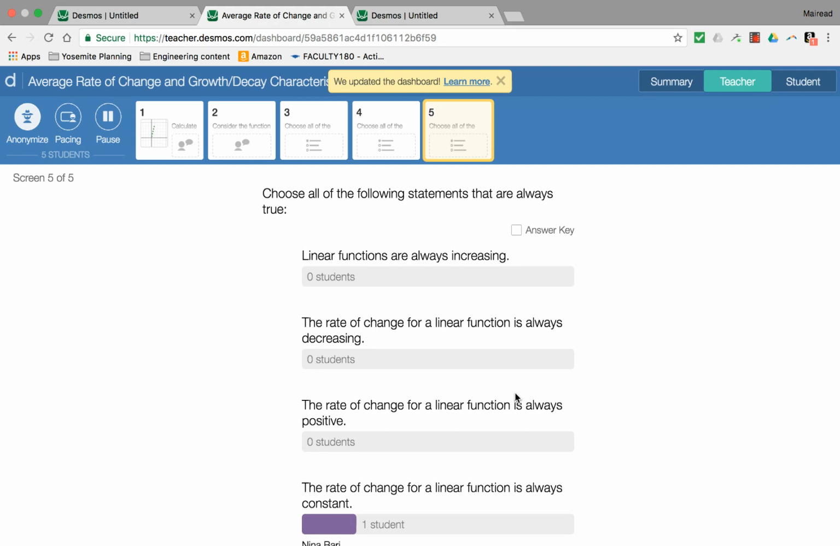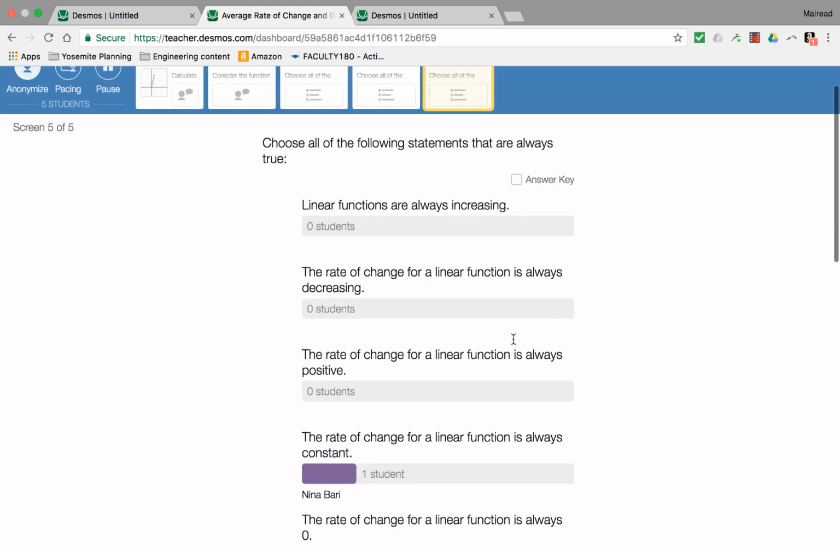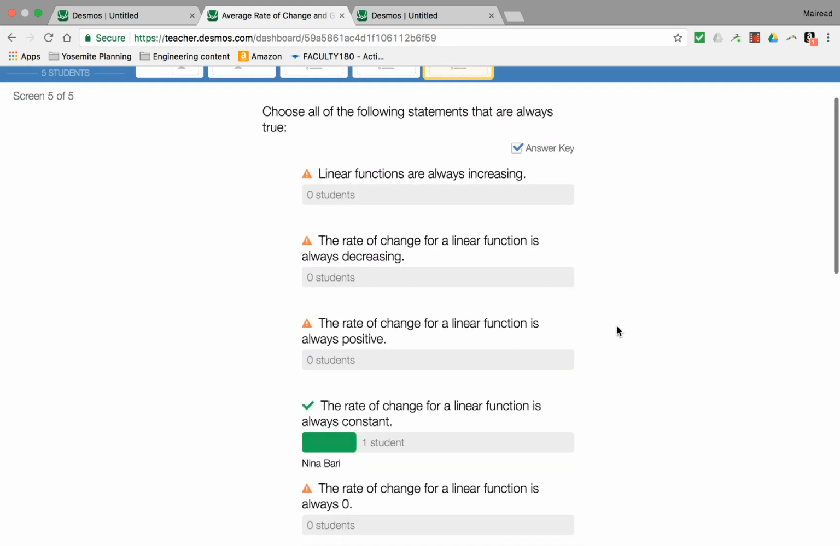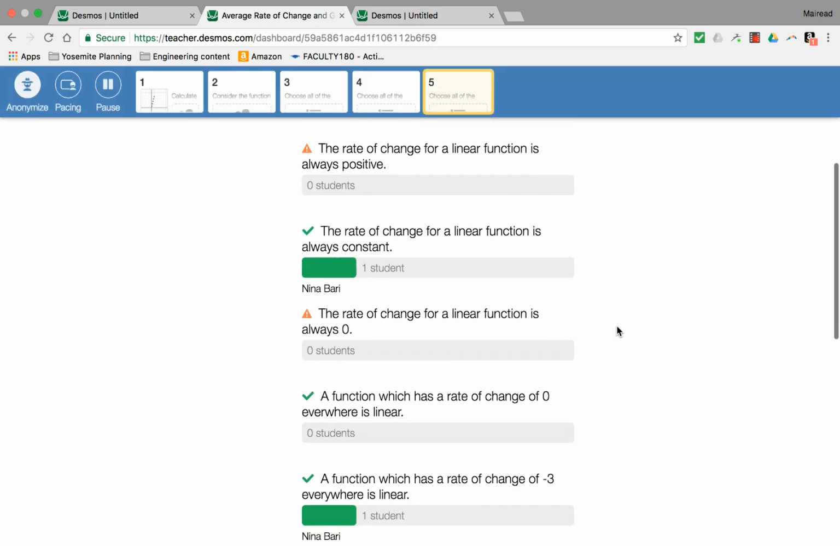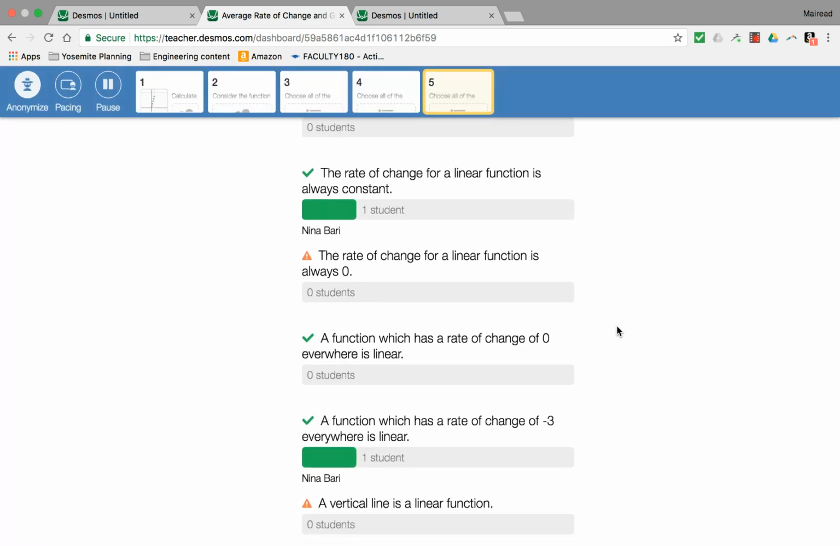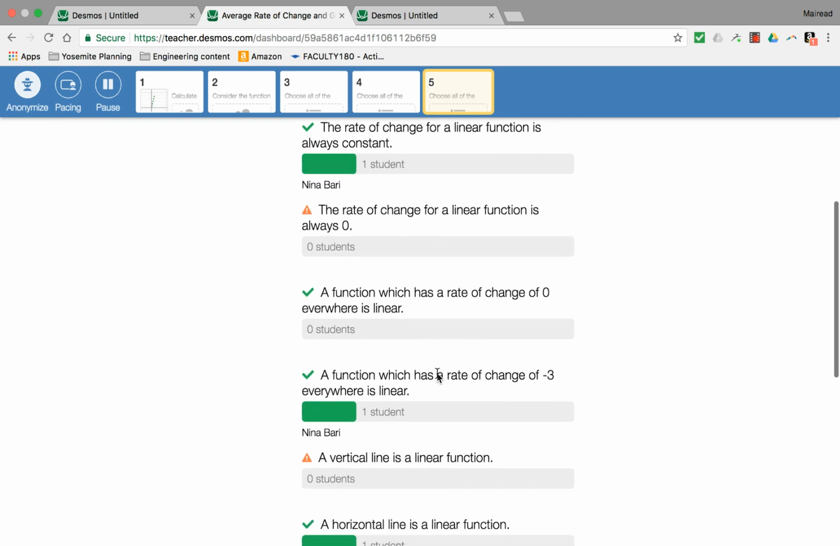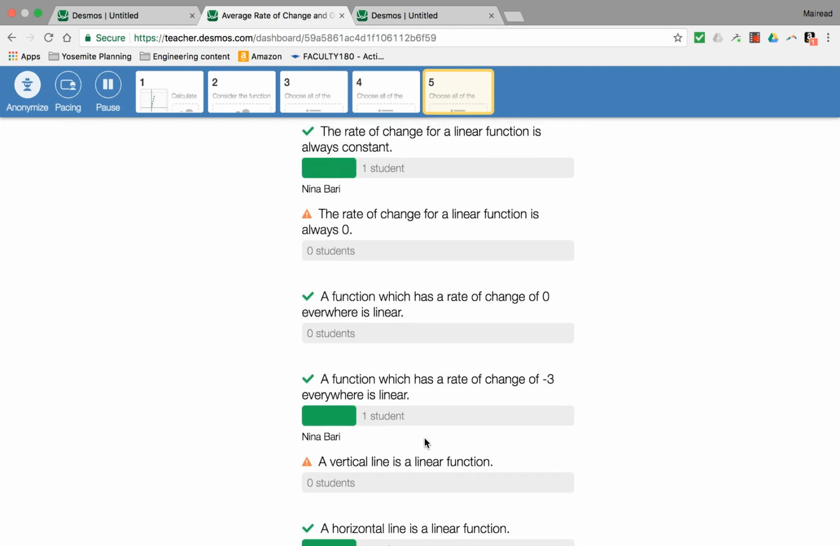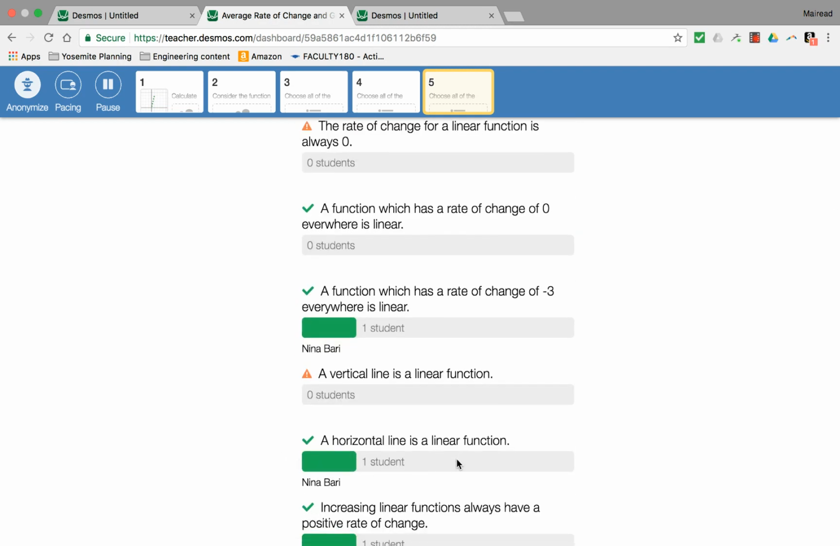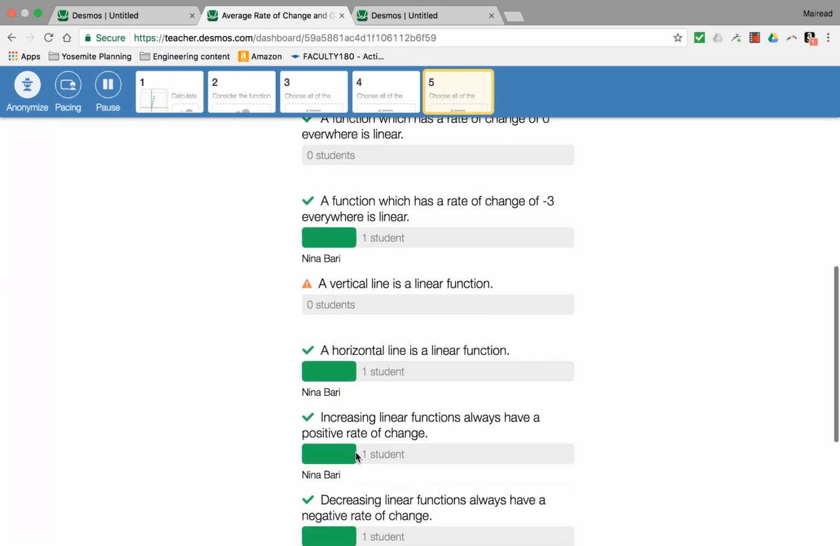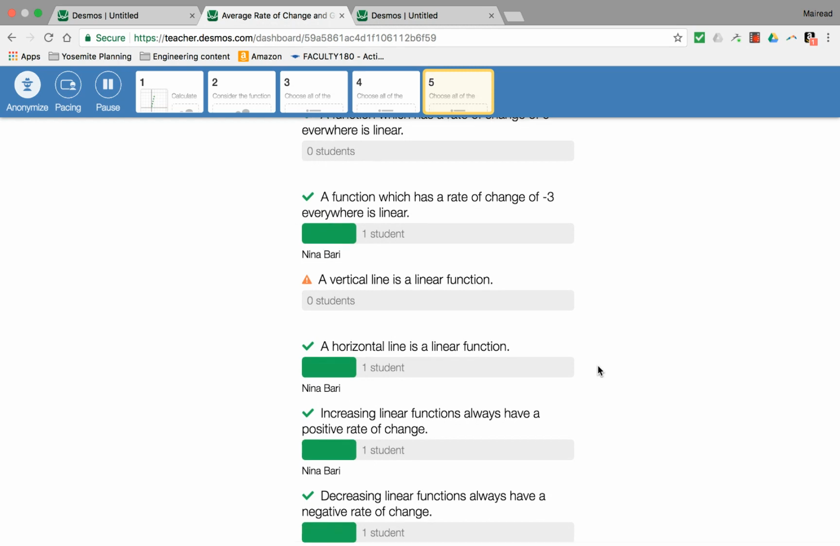On this one, if we can click on the answer key to see here. The rate of change for a linear function is always constant. A function which has a rate of change of 0 everywhere is linear. It is constant, so that's one that's easy to miss. A function which has a rate of change of -3 everywhere is linear. And a horizontal line is a linear function. That is definitely true, whereas a vertical line is not.